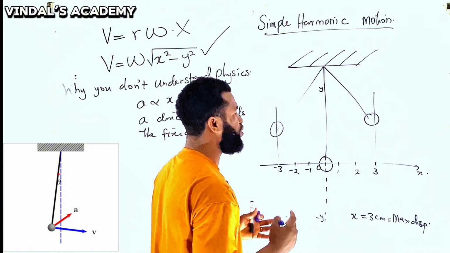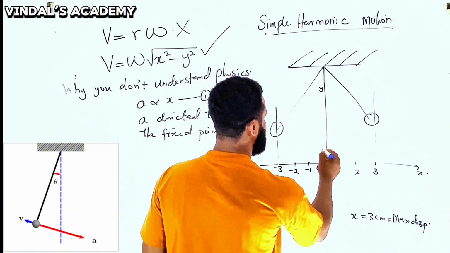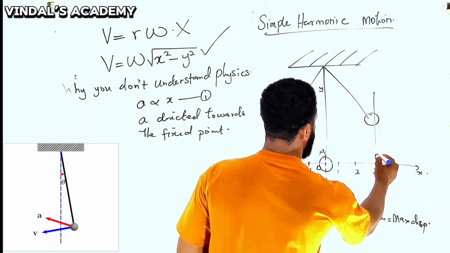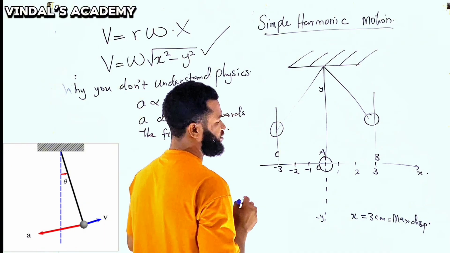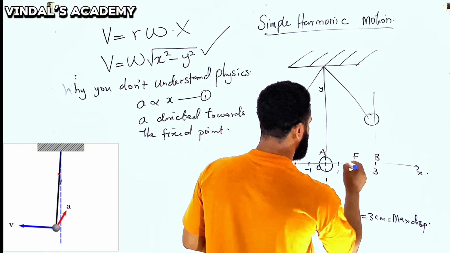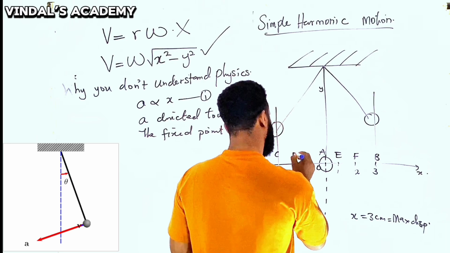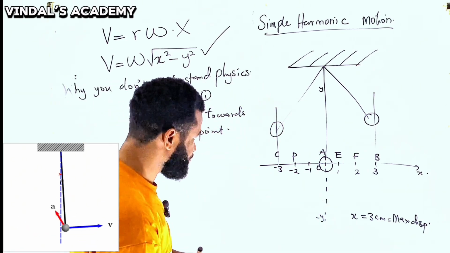Now, I'm going to also name these positions. I'll call this place point A. I'll call this place point B, which is also the same thing. And this is point C. I'm going to call this place F. I'm going to call this place E. I'm going to call this place P. These are different points. I will tell you why I need them.